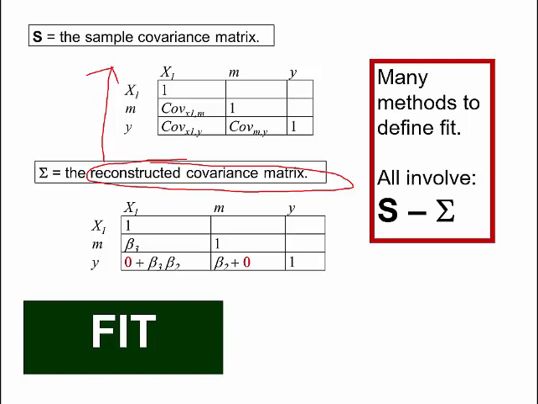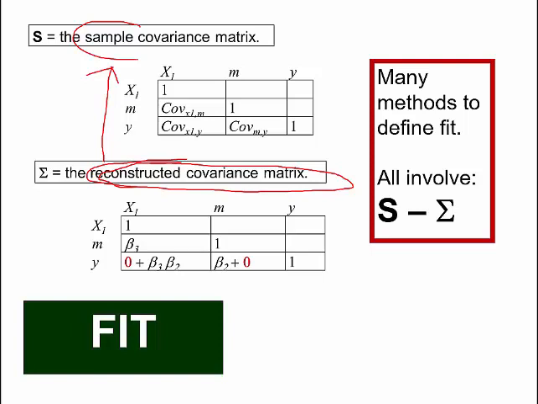On the other hand, if I put a constraint on a model and that makes a reconstructed matrix that is substantially different from the sample matrix, I would say that constraint is causing problems. That constraint should be rejected. That constraint is not working.